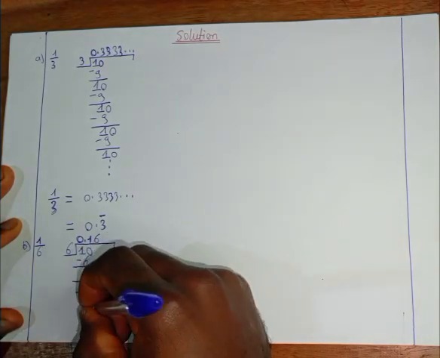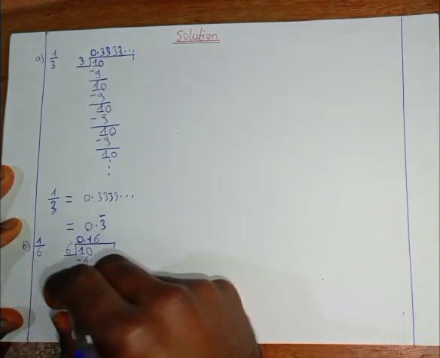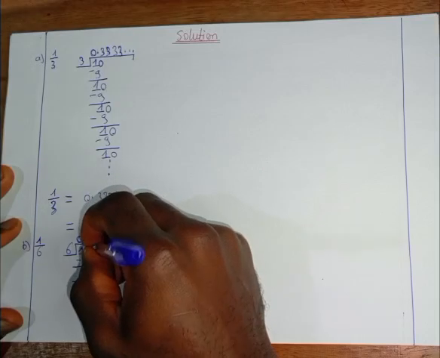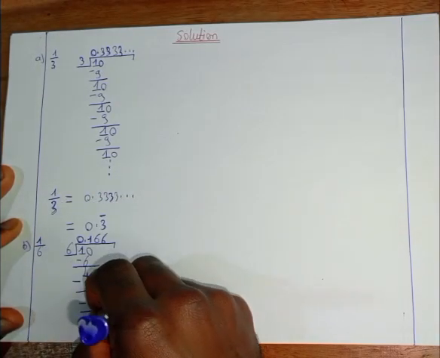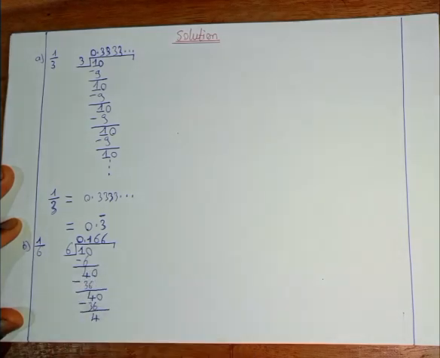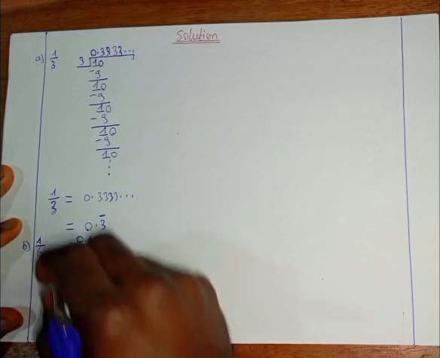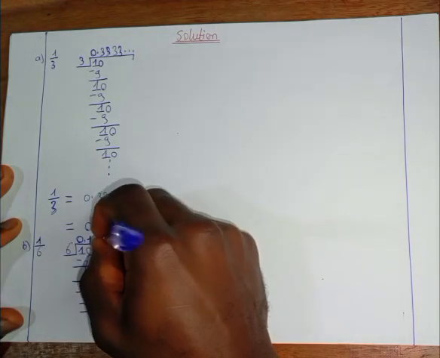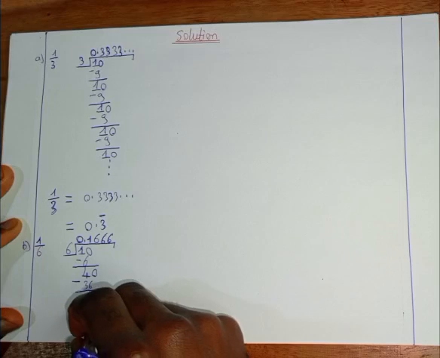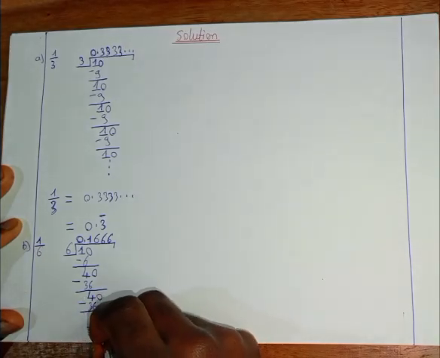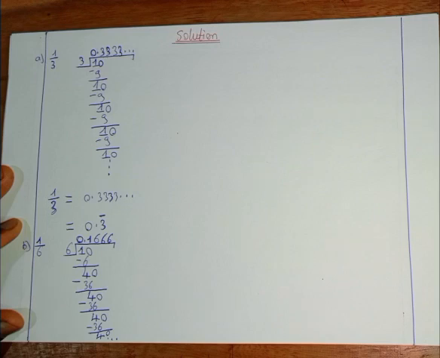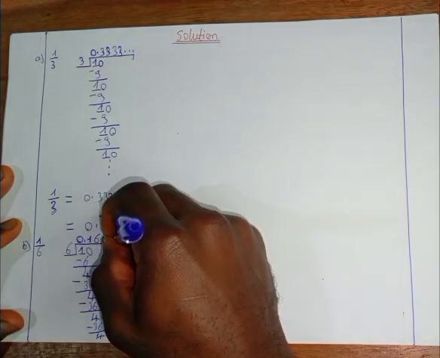We attach a 0 for the third decimal place. 40 divided by 6 gives us 6. 6 times 6, 36. We subtract. This will give us 4. We attach a 0 for the fourth decimal place. 40 divided by 6 gives us 6. 6 times 6, 36. If we subtract, this will give us 4. So you see that the repetition continues. 6 continues repeating.